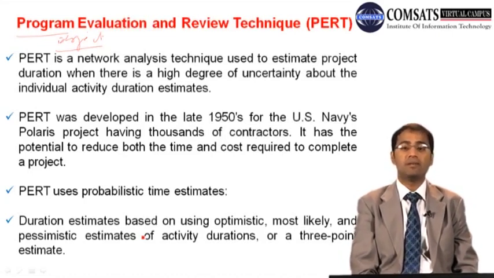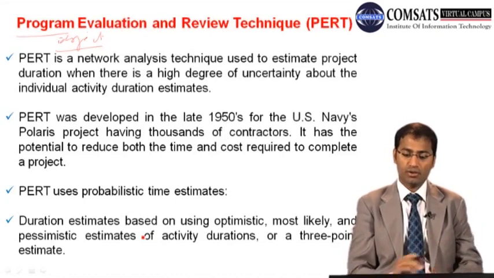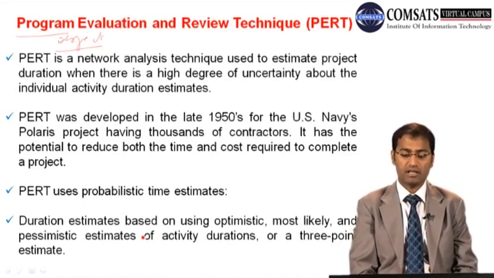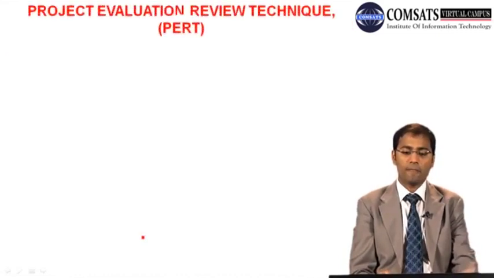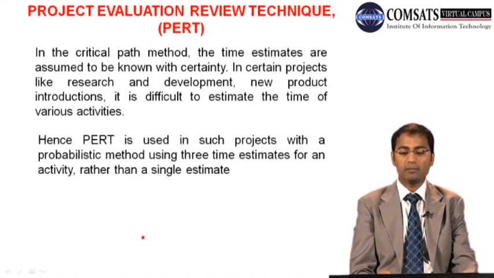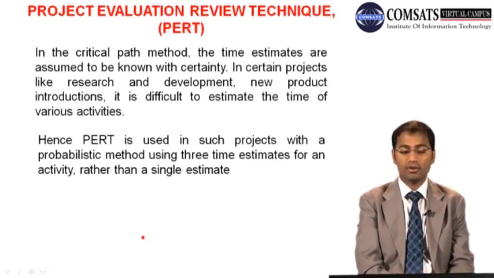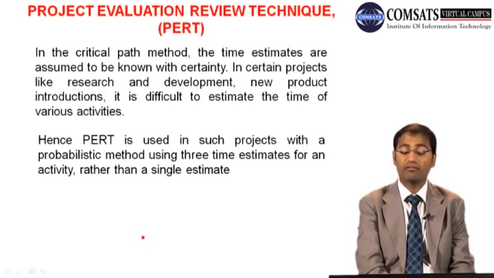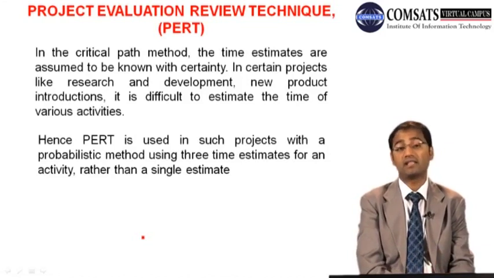So wherever the CPM uses a deterministic model, the PERT uses the probabilistic model. And duration estimates are based on using optimistic, most likely, and pessimistic estimates of activity duration, or 3-point estimates. In the critical path method, the time estimates are assumed to be known with certainty. In certain projects like research and development, new product introductions, it is difficult to estimate the time of various activities. Hence, PERT is used in such projects with a probabilistic method using 3 time estimates for an activity rather than a single estimate.